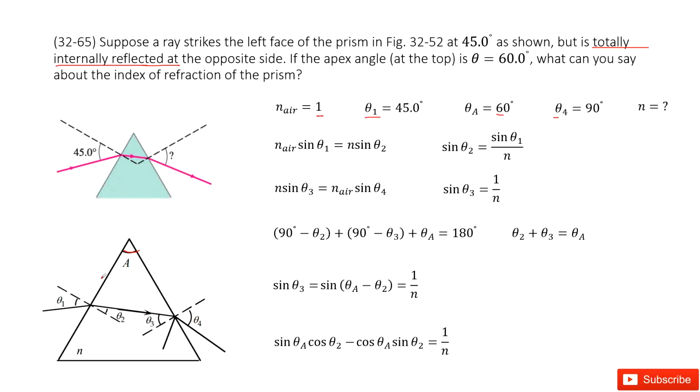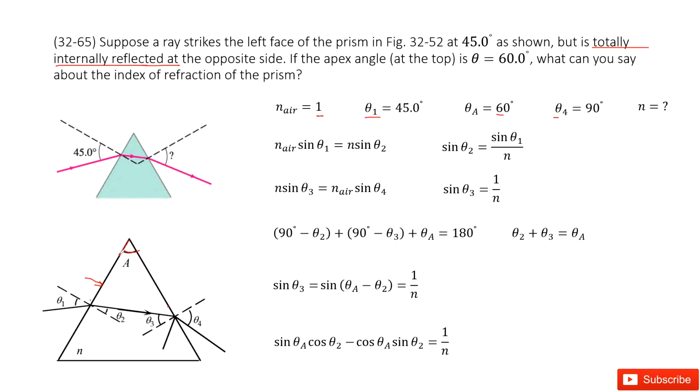So now we can write down Snell's equations for this process. At the first interface, we can say n_L times sin theta 1 equals n times sin theta 2, right? And at this interface, we have n times sin theta 3 equals n_L times sin theta 4. The next one, we need to input theta A, because theta A is another given quantity.